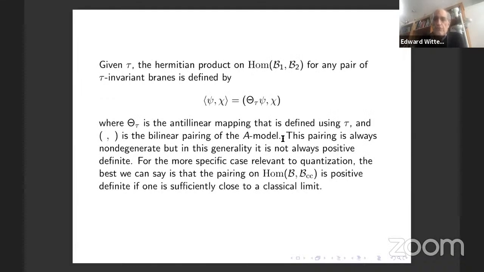For the more specific case relevant, okay, so this formula makes sense for a larger class of branes than we really want in the case of quantization. Roughly, they have to be tau invariant branes. For the case relevant to quantization, the best we can say is that the pairing is positive definite if you're sufficiently close to a classical limit. But not understanding that point better is a weak point of what I'm telling you.